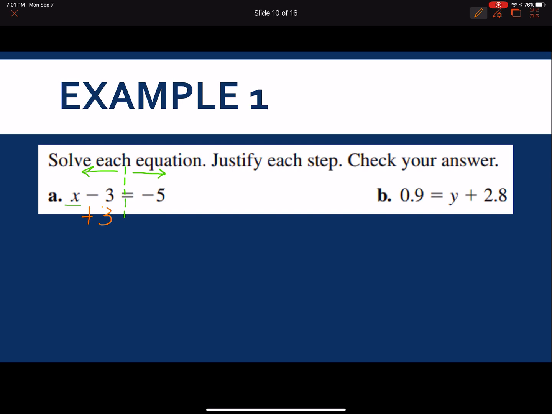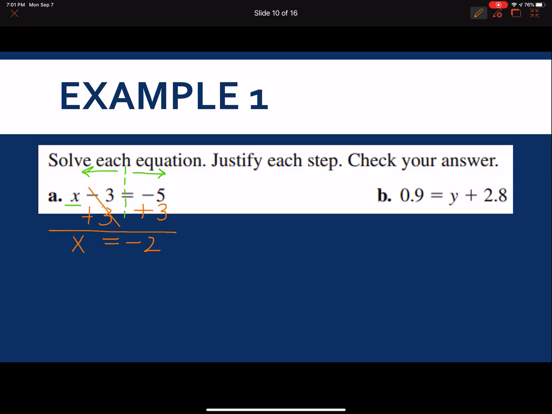Essentially, I'm trying to cancel out or make a zero pair. Whatever I do on one side of the equation, I must do on the other side of the equation in order to keep it balanced. -3 plus 3 equals 0, leaving me with an x on this side. I'm going to bring down my equal sign, and if I do the math on the right side, I have -5 plus 3, which simplifies to -2.